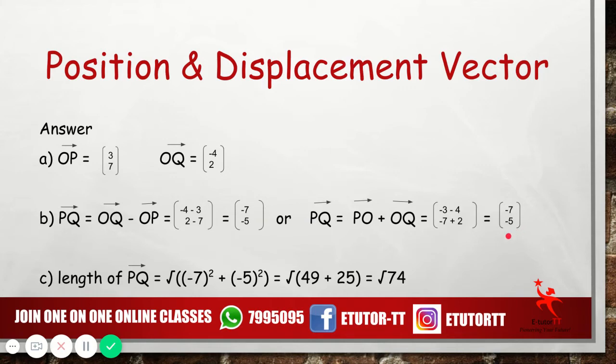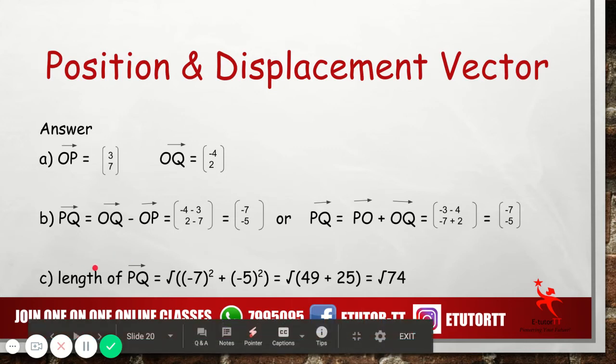And now for part C, they asked us to find the length of vector PQ. To find the length is always the square root of x squared plus y squared. So in this case, x is negative 7 and y is negative 5. So we have the square root of negative 7 squared plus negative 5 squared. Negative 7 squared is 49, negative 5 squared is 25. So the square root of 49 plus 25 is equal to the square root of 74. And that is your answer. That is the length of vector PQ.